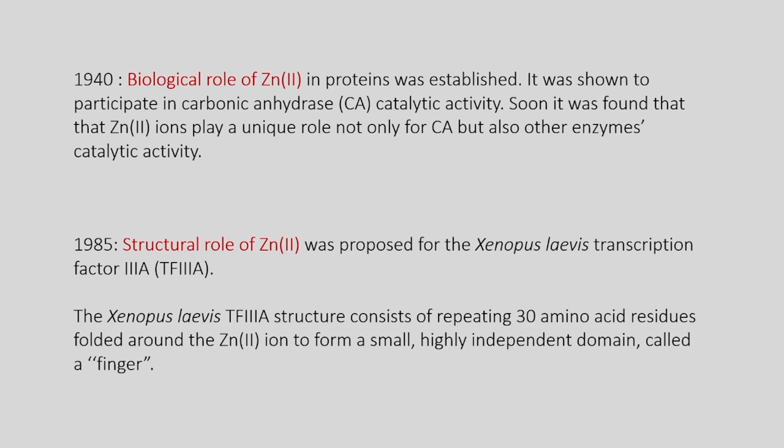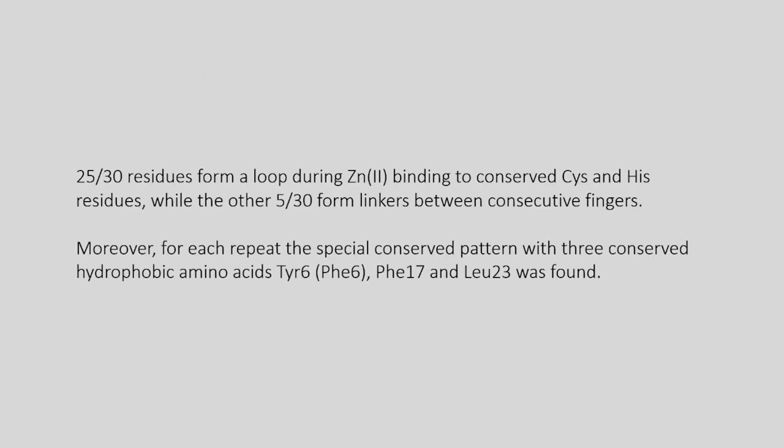The Xenopus laevis TFIIIA structure consists of repeating 30 amino acid residues folded around the zinc ion to form a small highly independent domain called a finger. Around 20 to 30 residues form a loop during zinc binding to conserved cysteine and histidine residues, while the other 5 residues form linkers between consecutive fingers. Moreover, for each repeat, a conserved pattern with 3 conserved hydrophobic amino acids, tyrosine 6, phenylalanine 17 and leucine 23, was also reported.